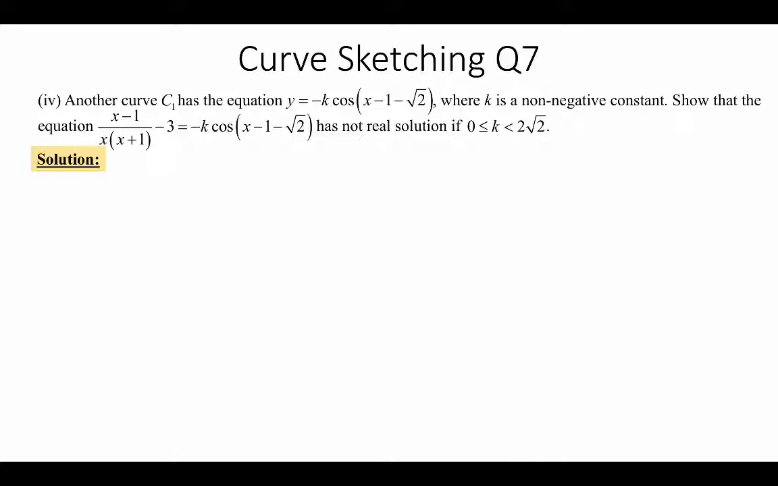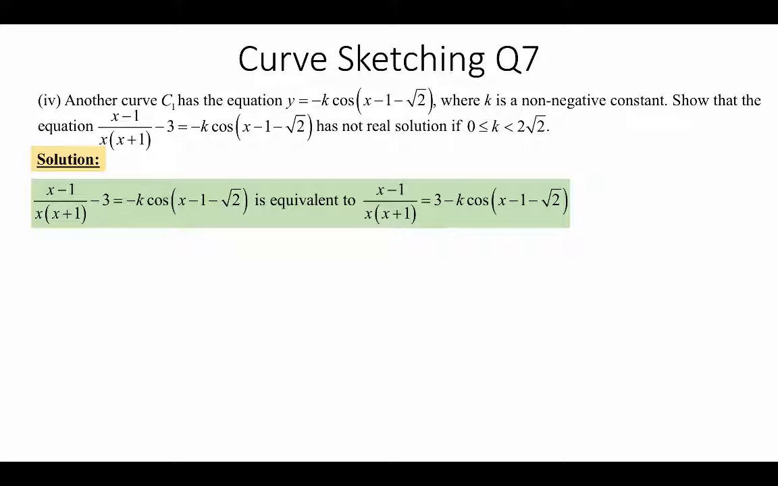The last part of this question requires us to show that the equation x minus 1 over x times x plus 1, minus 3, equals negative k cosine of x minus 1 minus root 2, has no real solution if k lies between 0 and 2 root 2. To solve this part, the hint is for us to consider another curve with equation y equals negative k cosine of x minus 1 minus root 2, where k is a non-negative constant.